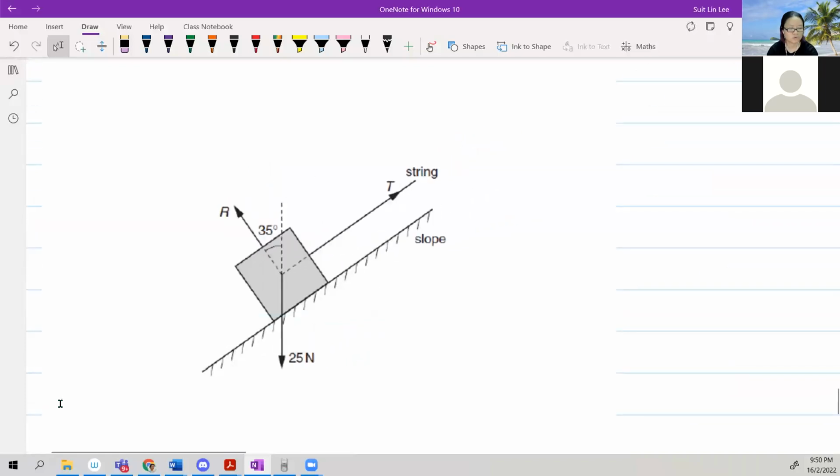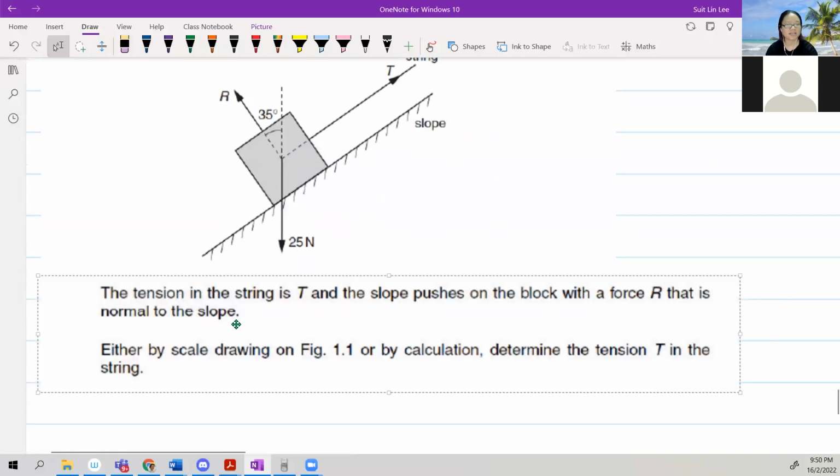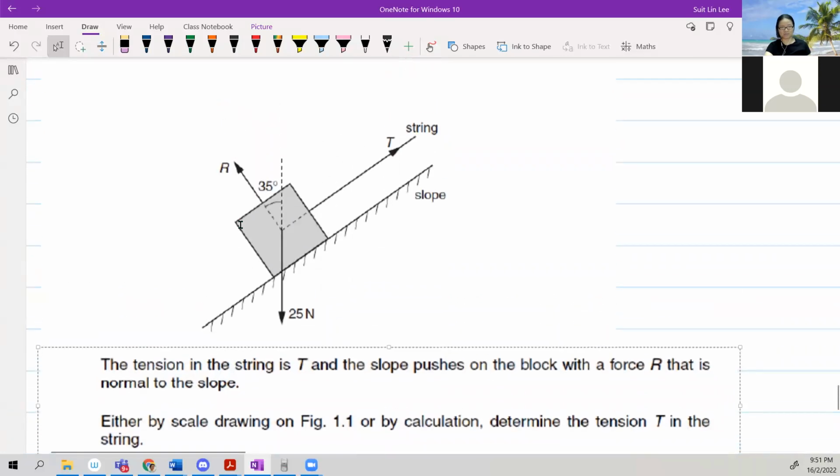So the question is saying, the tension in the string is T, and the slope pushes on the block with a force R. Okay, so this R is a normal reaction force. We will study the types of forces in chapter 4 later, but just take it for now that there is a force that's holding the box in place. There's a tension pulling the box upward, and then there's this weight pulling it downward. Either by scale drawing or by calculation, determine T. Find T in the string.